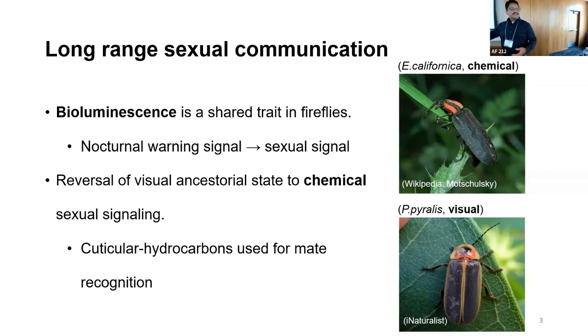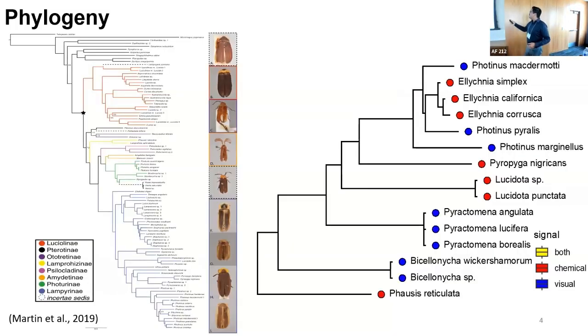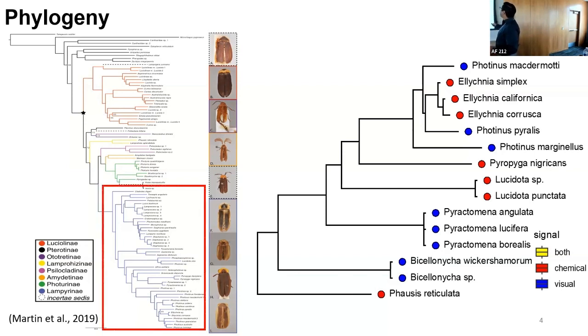And yeah, so over time, there was a reversal from the visual ancestral state to a chemical mode of sexual signaling. We could see this with this little tree that we have here, which was basically just all the species that we used in our study. This tree is just a small part of this huge beetle phylogenetic tree.